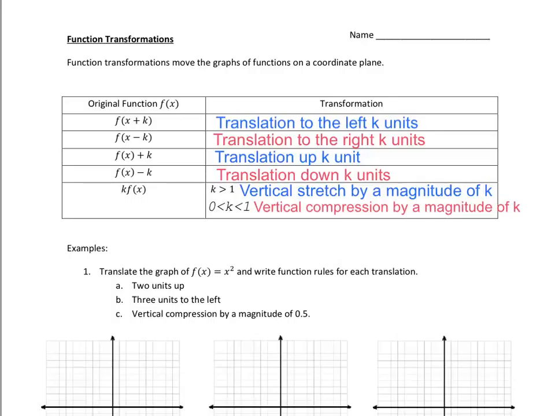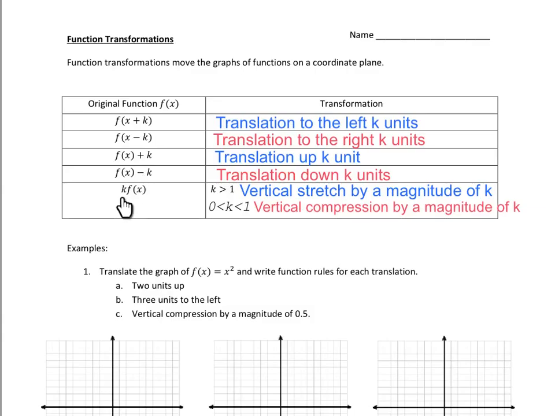Function transformations. Function transformations move the graphs of functions on a coordinate plane. To move the graph to the left, you would add a value to x in the equation. To move the graph to the right, you would subtract from x. To go up, you'd add a positive value to the entire function, and to go down, you'd subtract.